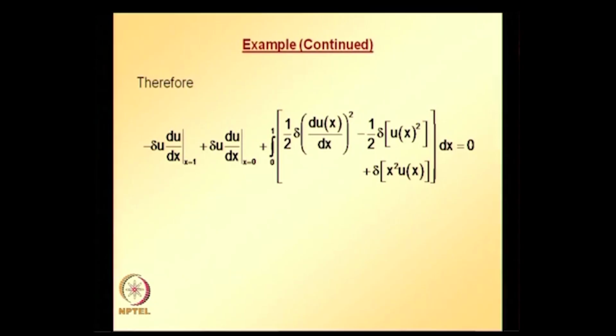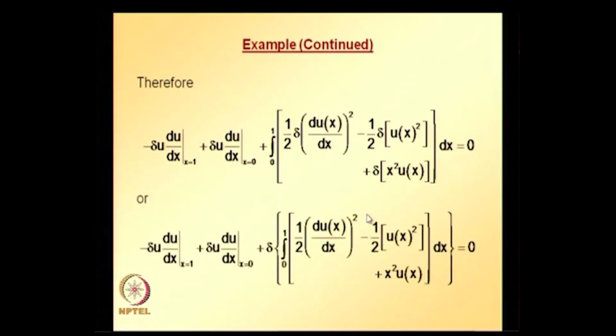And if you see this equation, somehow we need to eliminate these first two terms, so that we can bring this into the form: variation of some quantity inside the brackets is equal to 0, and this can be further simplified.